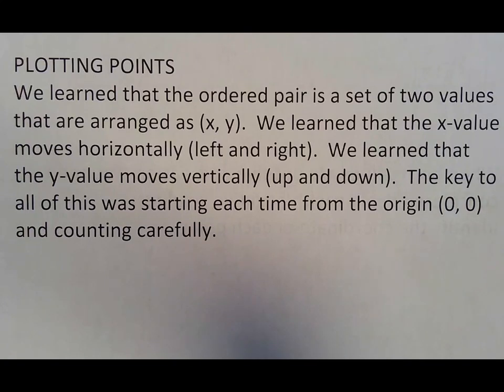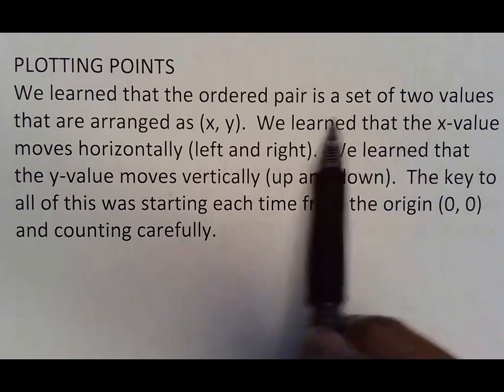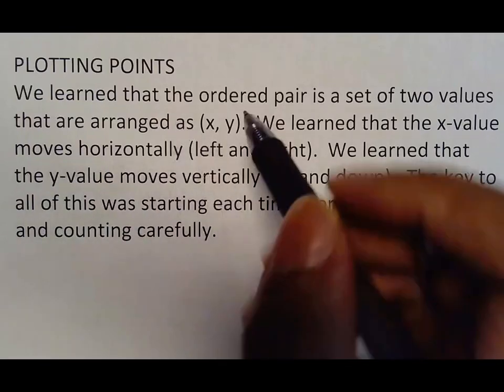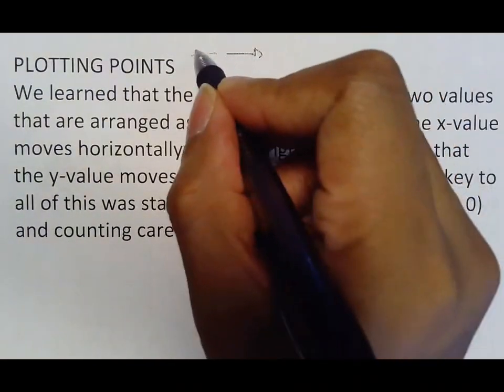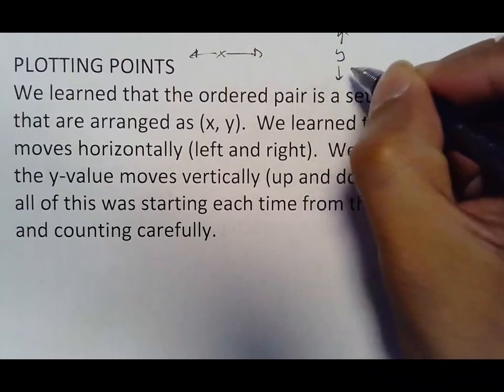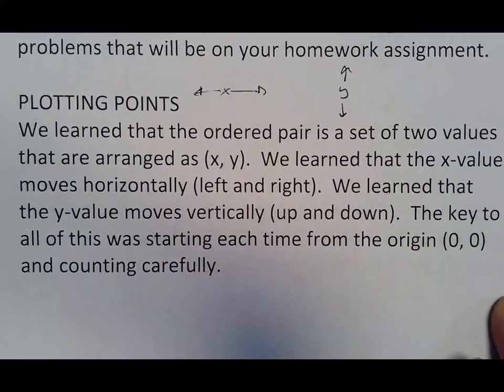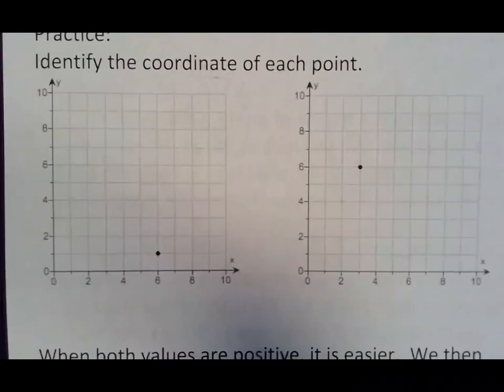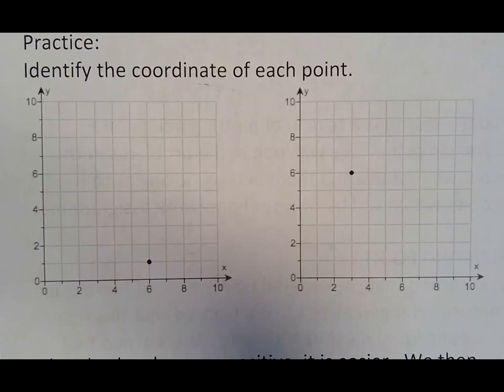But we did learn pretty much that an ordered pair is x first, y second. We learned that the x value goes horizontally, which means left and right. We learned that y goes up and down. So, again, that was key. And pretty much from there it all started from the center, which was the origin, and then you count carefully from there. So what we did in our first quarter was we identified the coordinate of the point.